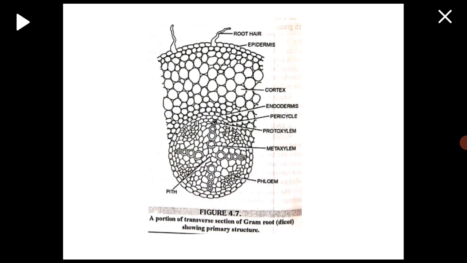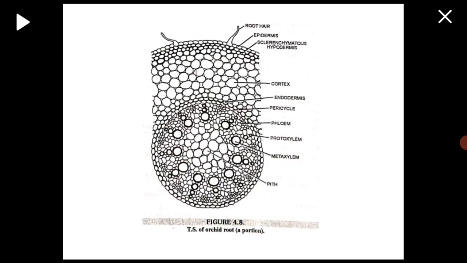Inner to the endodermis is the pericycle. Pericycle forms the outer boundary of the vascular cylinder. It is usually single layered, made up of thin-walled living cells of parenchyma. In some cases, it may be multilayered, for example, Salix, Smilax. In most of the roots, it occurs in the form of a complete ring, but in some grasses it may be interrupted here and there.